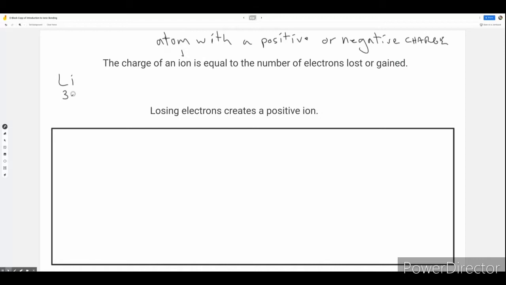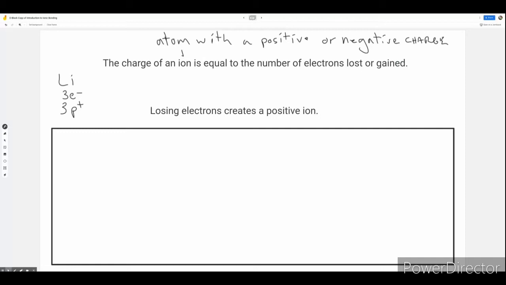Lithium, for example, has 3 electrons and 3 protons. That's how it's made. The 3 protons and the 3 electrons cancel each other out and create a neutral atom. Positive and negative are equal. All atoms start out this way with no charge because the protons and electrons are the same. We talked about that with the structure of the atom.